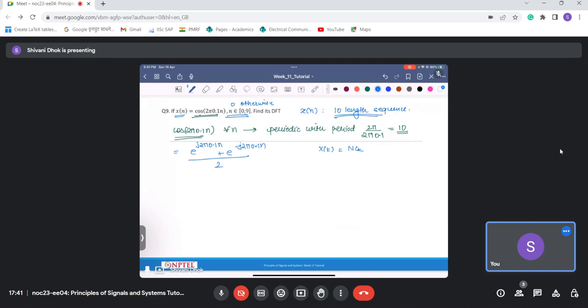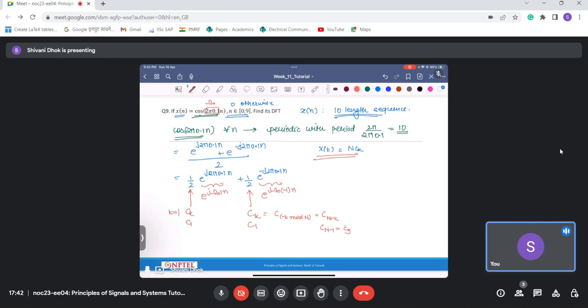So basically I can write this as 1 by 2 into e power j 2 pi 0.1 n plus 1 by 2 into e power minus j 2 pi 0.1 n. And this part, 2 pi into 0.1, is my omega naught. So this is e power j omega naught 1 n and this is e power j omega naught into minus 1 n. So this 1 by 2 is c1 and this 1 by 2 is c of minus 1. Now the discrete Fourier series of any periodic signal is periodic in nature. So I can also write c of minus k modulo n, which is equal to c of n minus k. Here k is equal to 1. This is c1 and this is c of minus 1, which is c of n minus 1, where n is equal to 10. So this is c of 9.